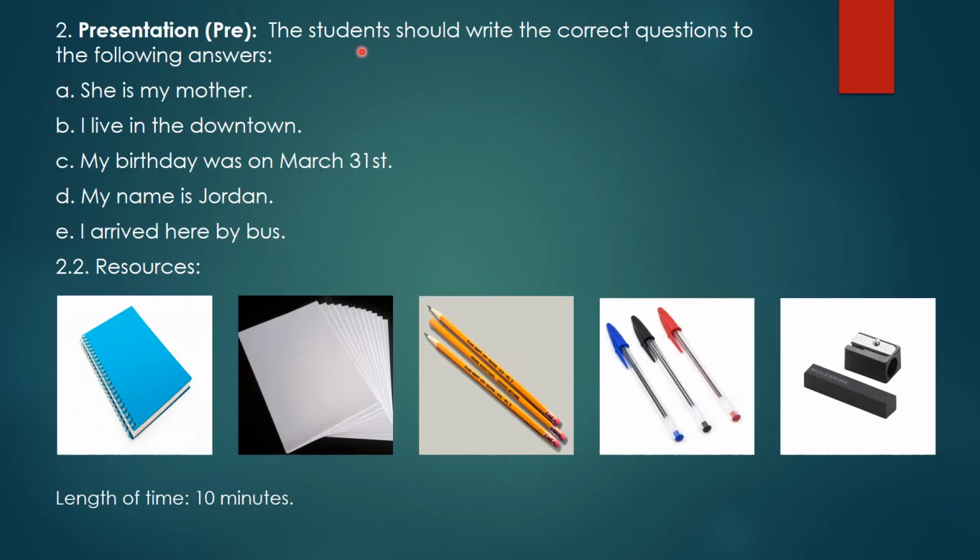Presentation. The students should write the correct questions to the following answers. First, she is my mother. Second, I live in the downtown. Third, my birthday was on March 31st. Fourth, my name is Jordan. Fifth, I arrived here by bus. The idea is to connect and make the correct questions to these answers. Select the correct tense and use it.